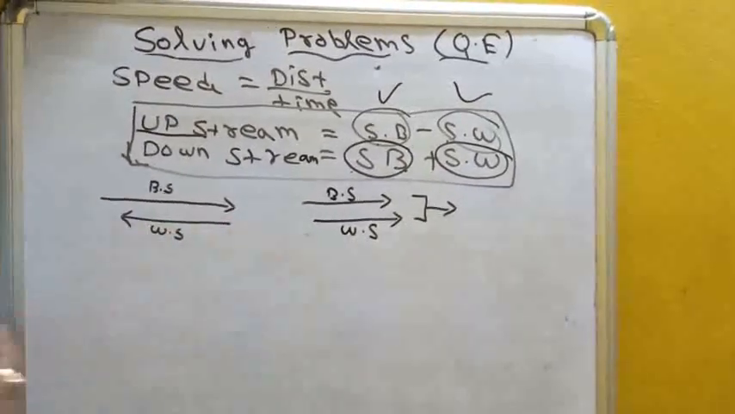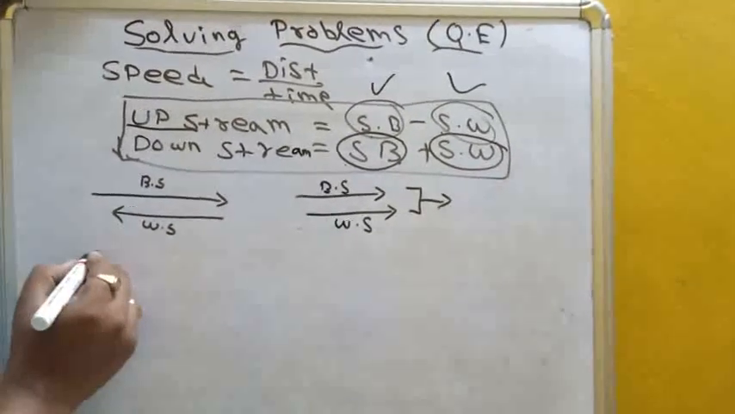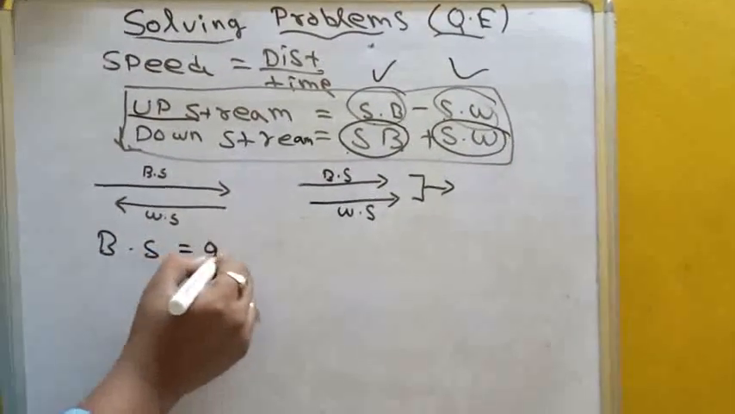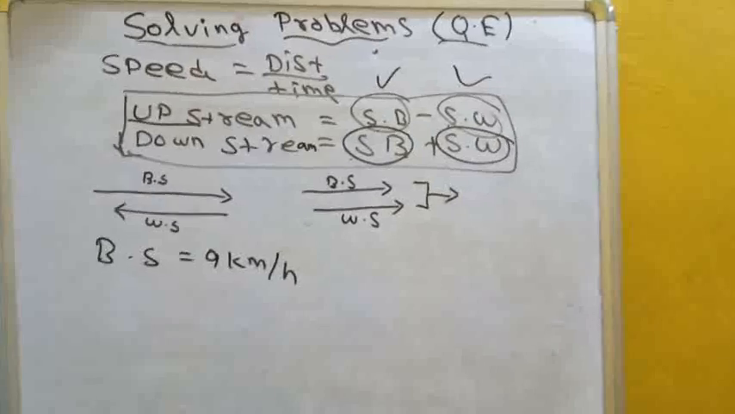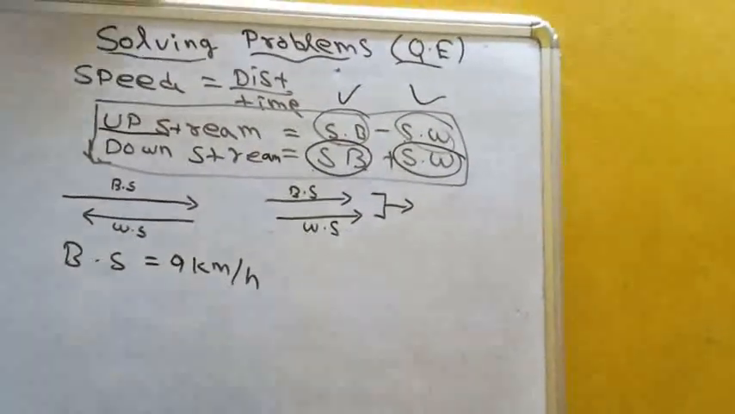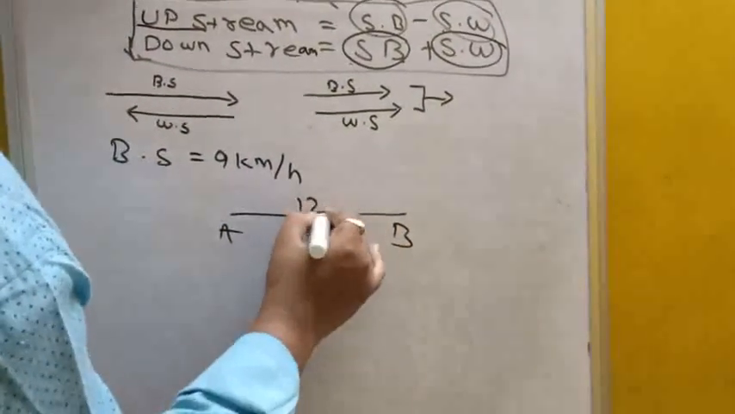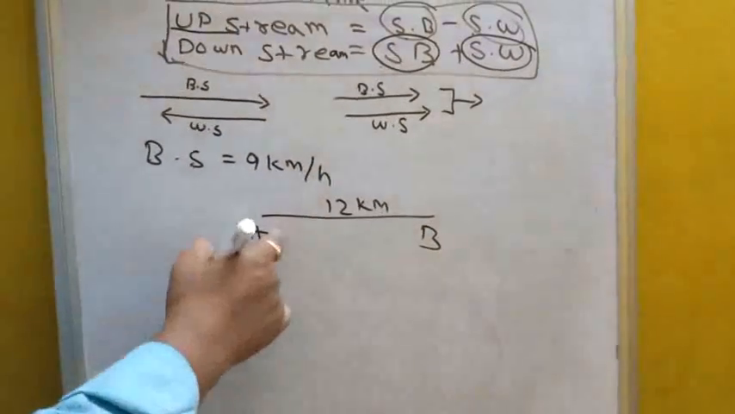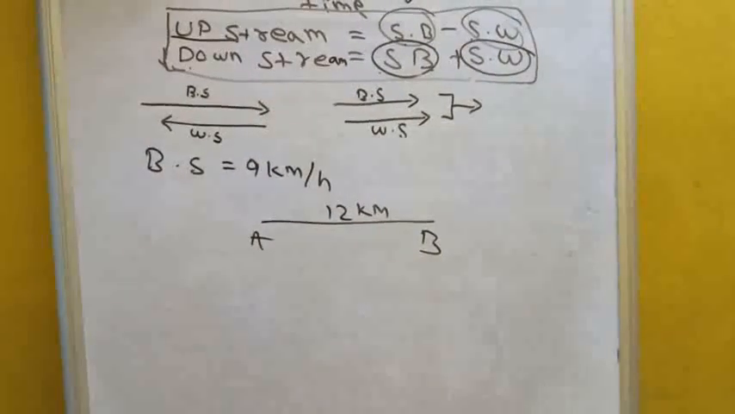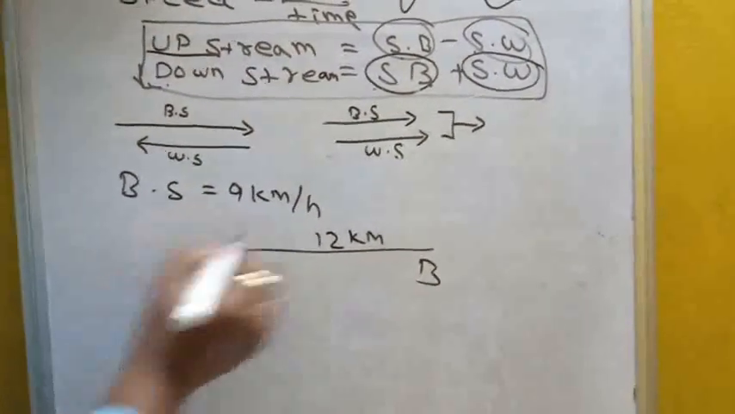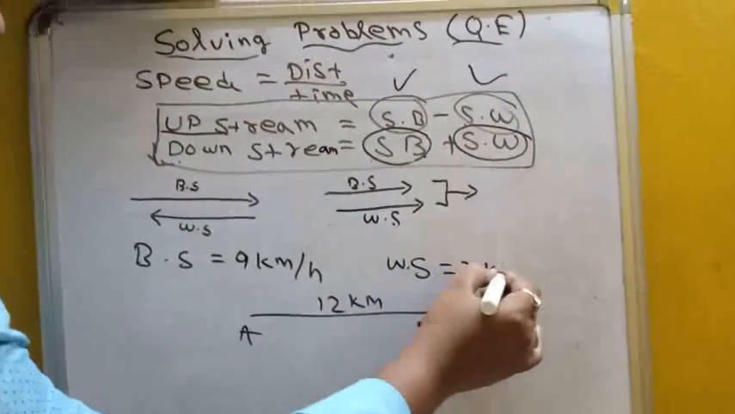So next, come to the question. A motor boat whose speed is 9 km per hour, means boat speed equals 9 km per hour, he told. Next, what did he tell? In still water it goes 12 km downstream. 12 km downstream means the distance given is 12 km. Downstream means the speed of the boat and the speed of the water are in the same direction. So I have taken the speed of the water as x km per hour.